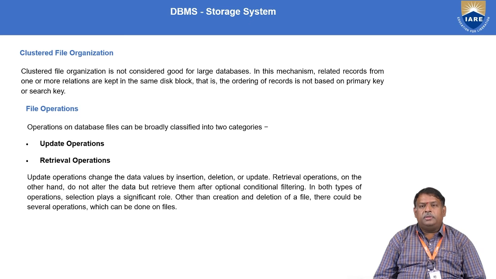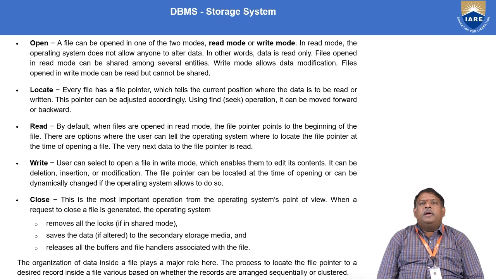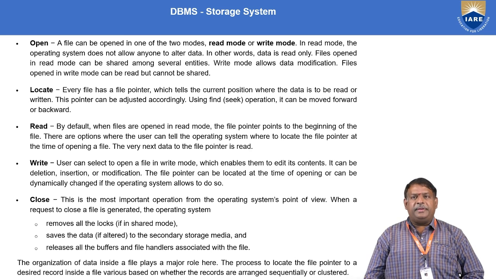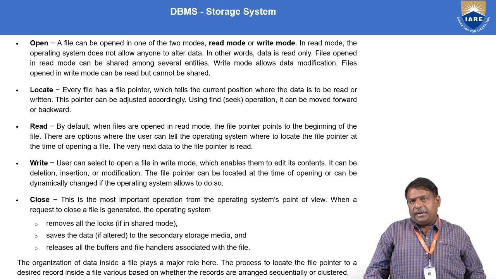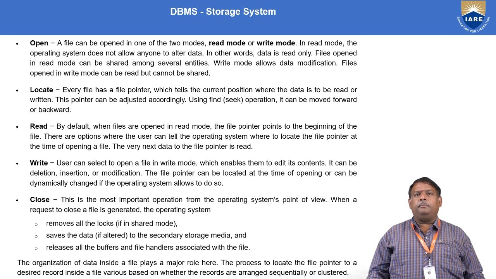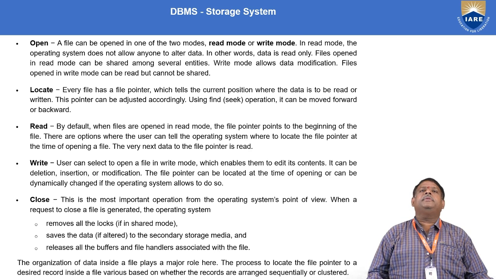Open. A file can be opened in one of two modes, read and write. In read mode, the operating system does not allow anyone to alter the data. In other words, the data is read only. A file open in read mode can be shared among other entities. Write mode allows data modification. A file opened in write mode can be read but not shared.